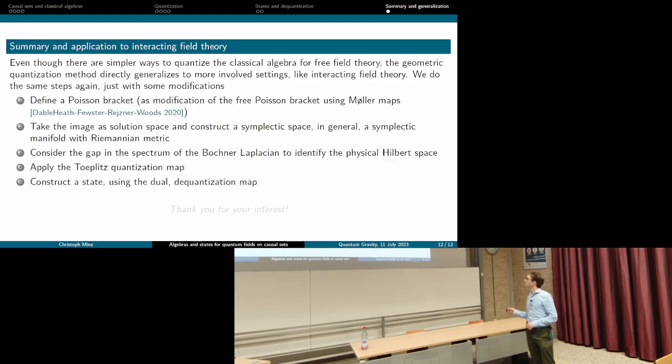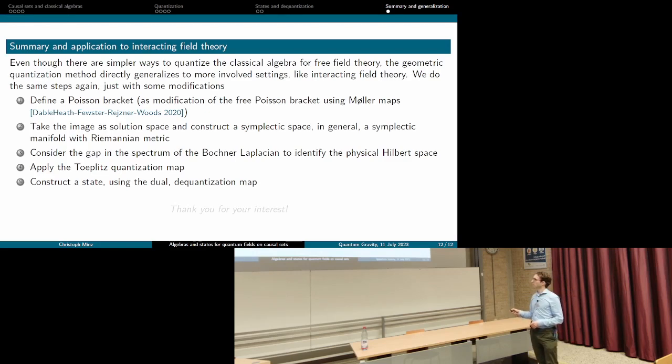And with this, I will come to my last slide, on which I give you a summary. I summarize the steps that have been taken so far, but I also want to motivate that this can be used to generalize the entire procedure to interacting field theories. In the case of interacting field theories, you would start again with a Poisson bracket, and you can use the free Poisson bracket of your free field theory and modify it with Möller maps, as also mentioned in this paper here. And then you can follow the same steps of the procedure that I've been talking about.